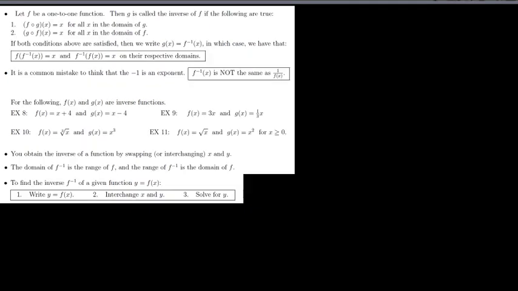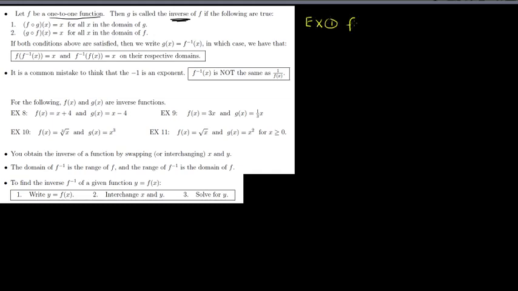Okay. So why do we care so much about 1-to-1 functions, or why should a function be 1-to-1? If you have a 1-to-1 function, you can define what's called the inverse of that function. Before we get to the actual definition, let's just look at an example.